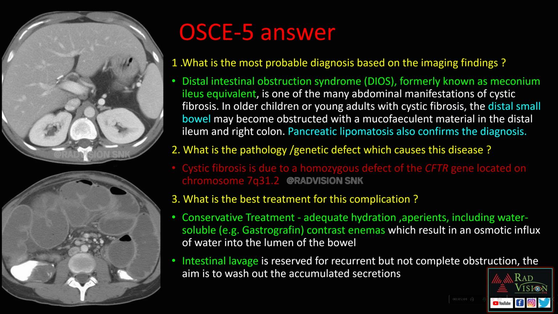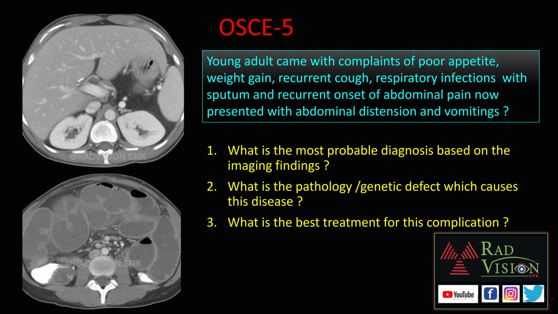Next case, you can see a young adult came with complaints of poor appetite, weight gain, recurrent cough, respiratory infections with sputum, and recurrent onset of abdominal pain, presenting with abdominal distension and vomiting. Here you can see the whole of the pancreas is replaced by fat, that is pancreatic lipomatosis, and there are multiple small bowel loops which are dilated, and also a few hyperdense foci scattered within the abdomen. So this is nothing but a case of cystic fibrosis, as there is pancreatic lipomatosis.